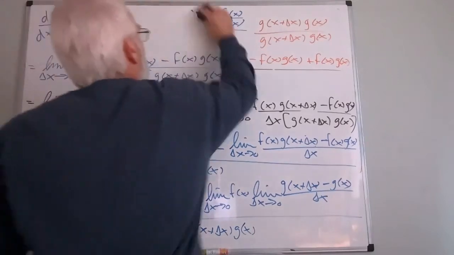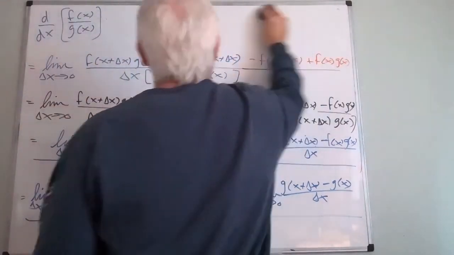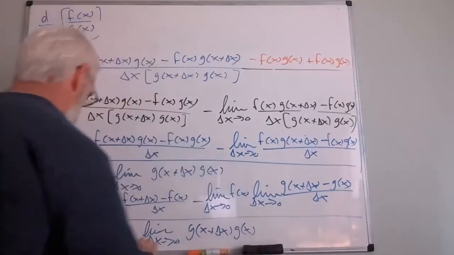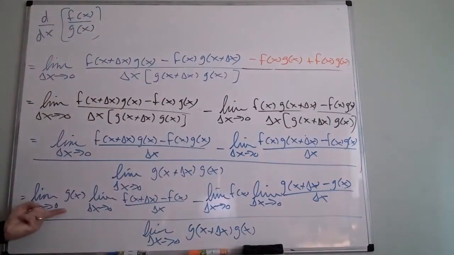So what does that leave us with? Well, let's see. As delta x goes to 0, g of x is just g of x.